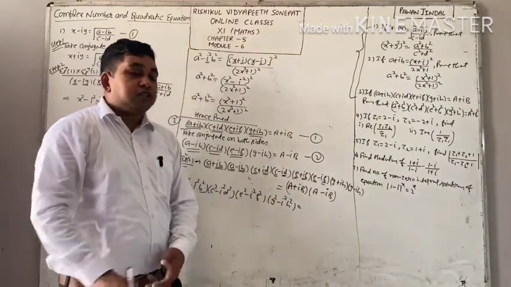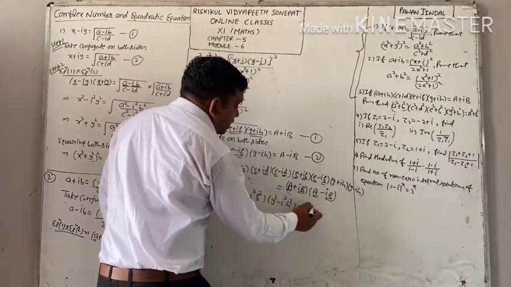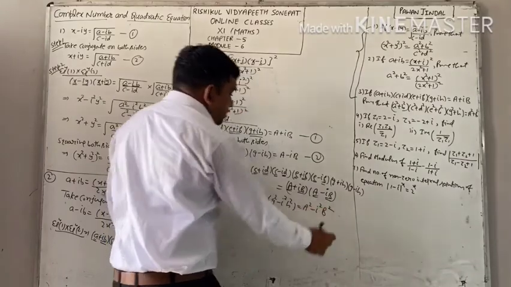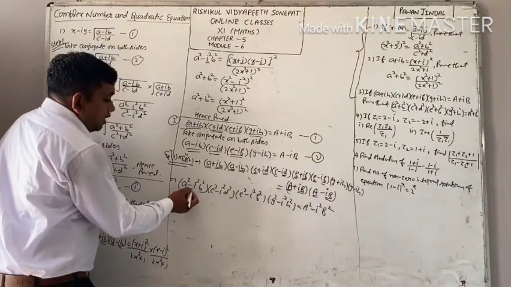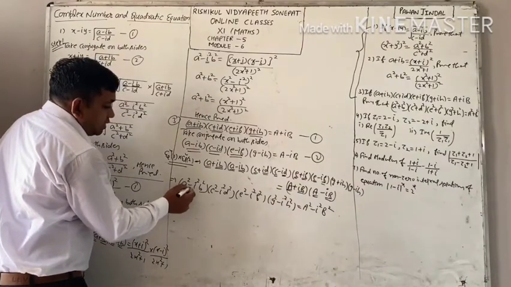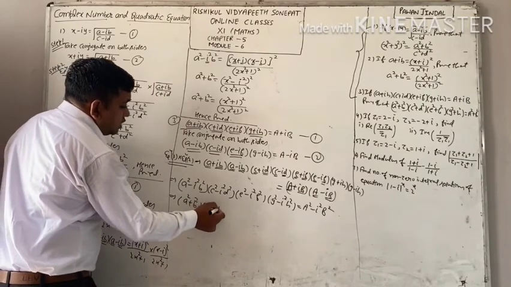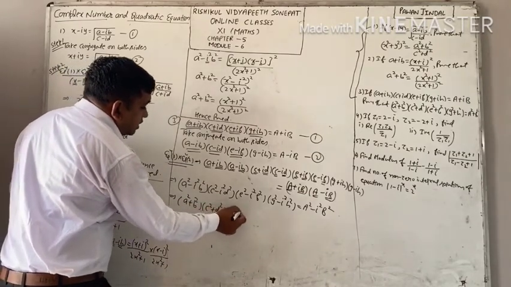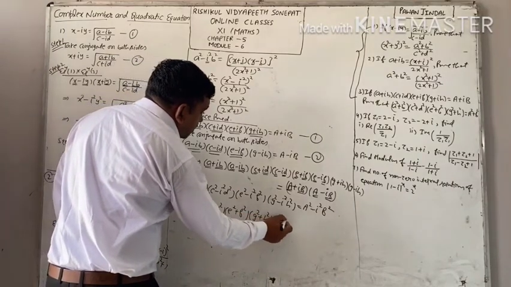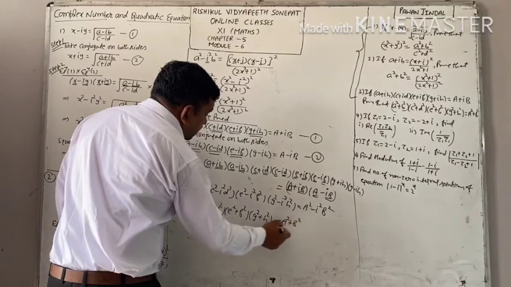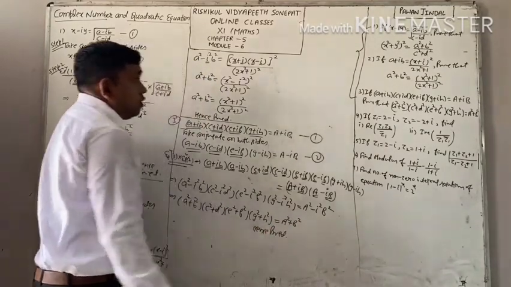On the right hand side also apply the same formula (a + b)(a − b). You will get a square minus i square b square. Now put the value of i square, you will get the required one. Value of i square is minus 1. Minus minus will become plus. This implies (a square plus b square)(c square plus d square)(e square plus f square)(g square plus h square) is equal to (a square plus b square), and this is what you have to do.